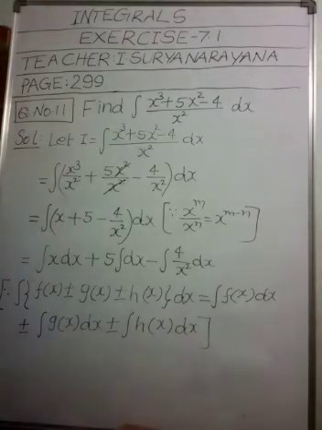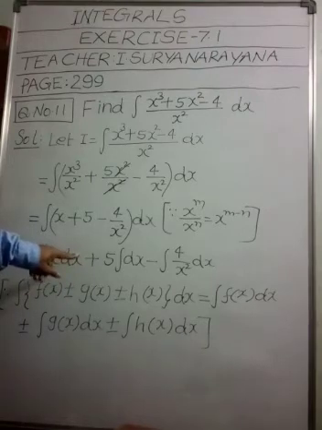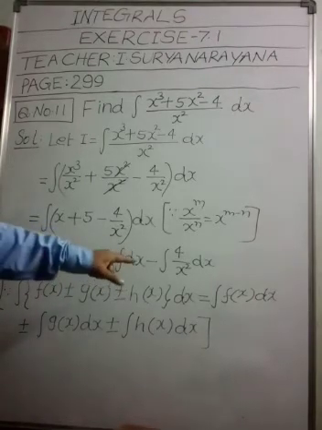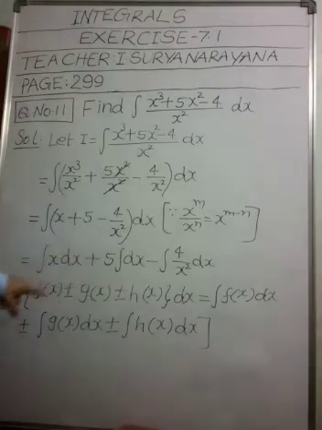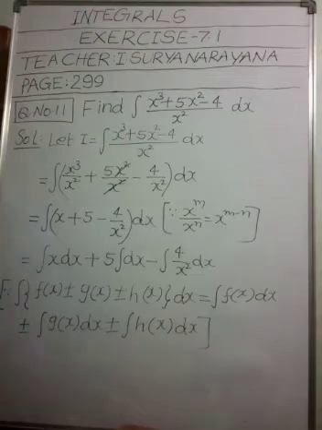If the integrand has different terms, we can find the integral of each and every term separately. After that, we have to combine them. So by using this property, we wrote this step. Understood this step, my children?